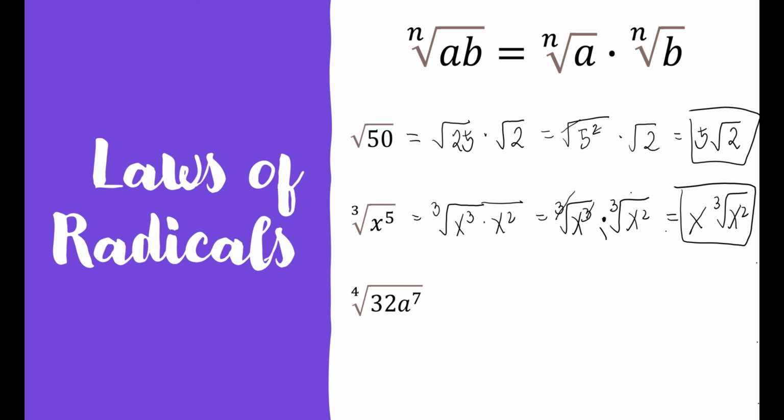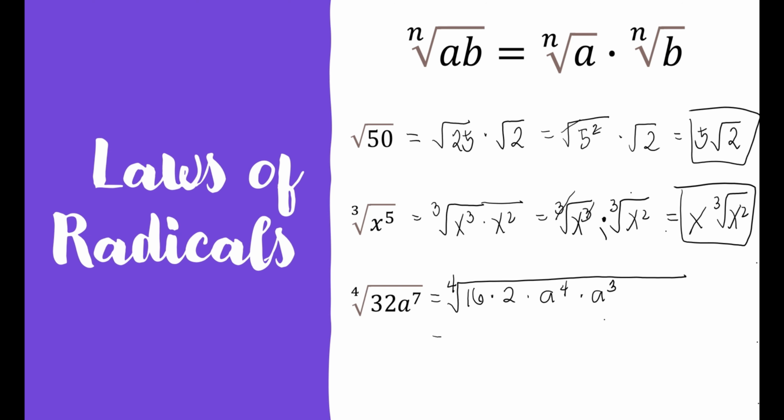Last, the fourth root of 32a raised to 7. 32 can be factored by 16 and 2. So we may rewrite this as the fourth root of 16 times 2, because 16 times 2 is 32, while a raised to 7 can be factored into a raised to 4 times a raised to 3, because a raised to 4 times a raised to 3 is equal to a raised to 7.